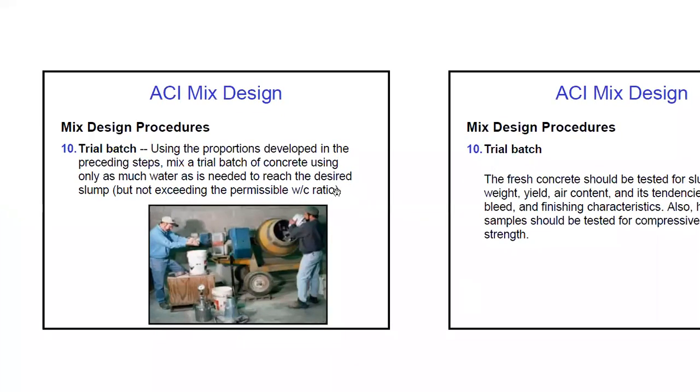In trial batching, we make a sample, do a slump test, then make cylinders, and so on. Using the proportions developed in the preceding steps, mix a trial batch of concrete using only as much water as is needed to reach the desired slump.